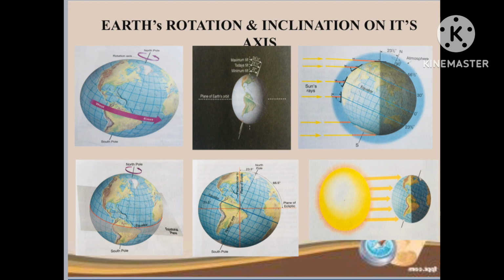Next, we will discuss Earth's rotation and inclination on its axis. Our Earth rotates on its axis from west to east, and it is inclined on its axis at about 23.5 degrees, or 23 and a half degrees. Some people say it is inclined about 66 and a half degrees, and some say about 23 and a half degrees. Both are correct, but most geographers consider 23 and a half degrees the right answer. It varies from 22 degrees to 24 degrees. Remember, the inclination of the earth changes after some years from 22 to 24 degrees. Currently it is inclined at 23 and a half degrees.